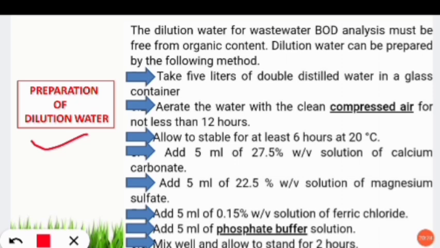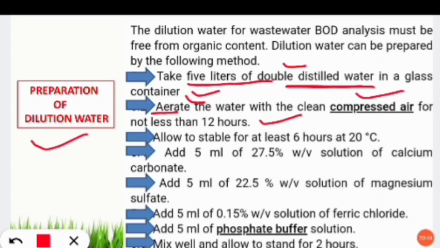So what do we have to do? We have to take 5 liters of double distilled water in a glass container. We have to aerate the water with clean compressed air for not less than 12 hours. That means a minimum of 12 hours we have to bubble air into that distilled water. Then we have to allow it to stabilize for at least 6 hours at 20 degrees Celsius. Next we have to add 5 ml of 27.5% weight by volume solution of calcium chloride.